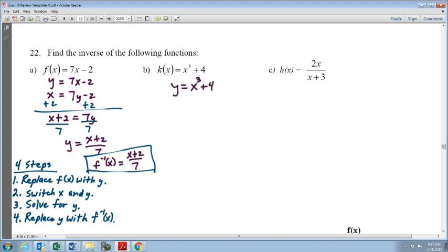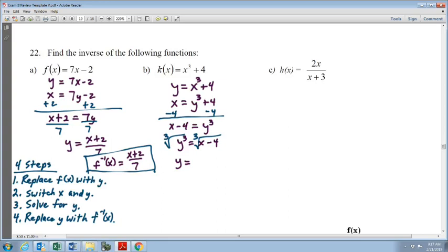Alright, so here we have y equals x cubed plus 4. Let's interchange x and y. And now we need to solve for y. So we're going to have to subtract 4 on both sides. And notice we're one step away from getting y by itself. What's the opposite of cubing? It would be taking the cube root. So I'm going to rewrite this and take the cube root of both sides. The cube root of y cubed is just y.